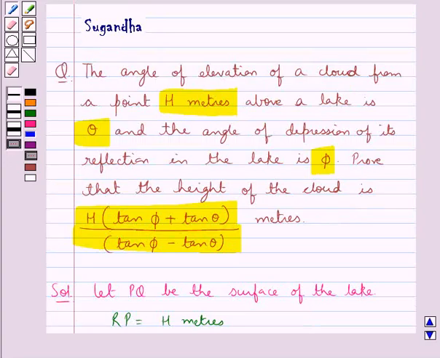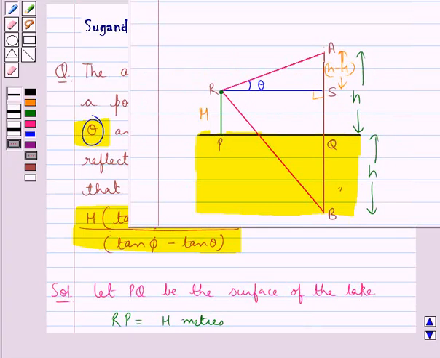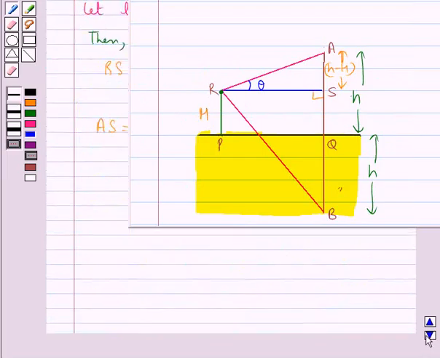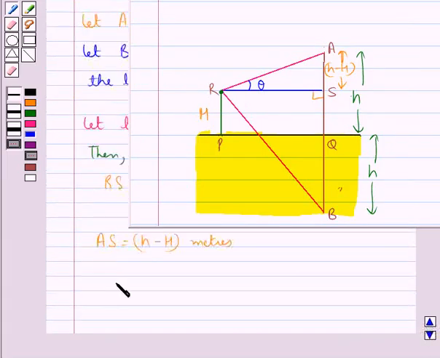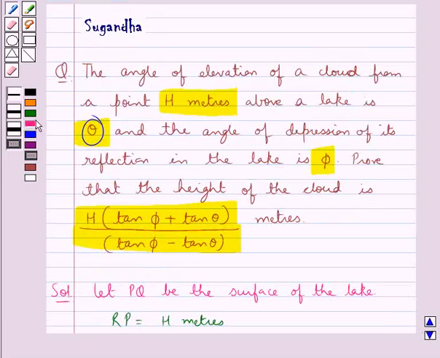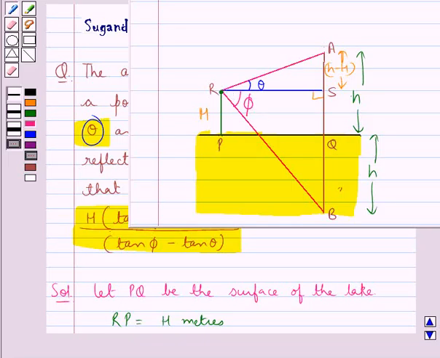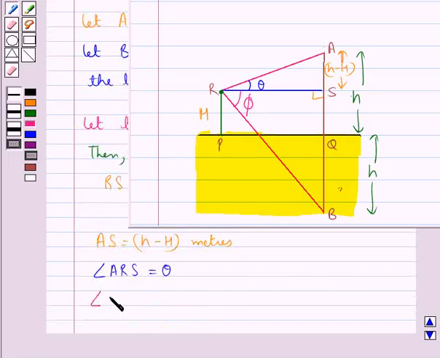From the question we have that the angle of elevation of the cloud from the point which is h meters above the lake is theta. So it means that this angle is theta, that is we have angle ARS is equal to theta. Also we have that the angle of depression of the reflection of the cloud is phi. So it means this angle is phi. Thus angle BRS is equal to phi.